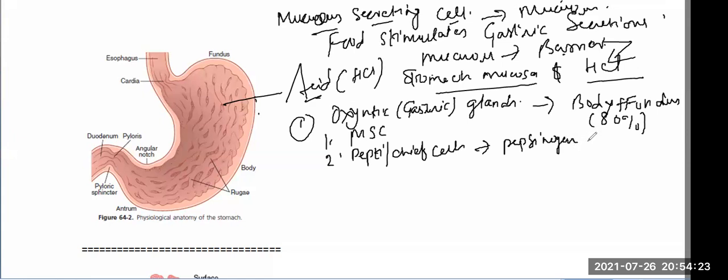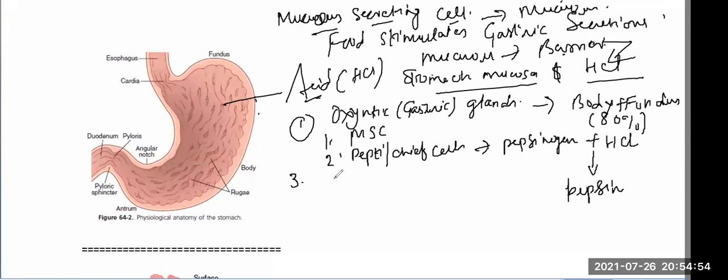So pepsinogen is an inactive form of pepsin, which becomes active only when it comes in contact with hydrochloric acid, which is secreted by parietal cells. So when pepsinogen comes in contact with hydrochloric acid, it will form pepsin, that helps in early protein digestion in stomach.